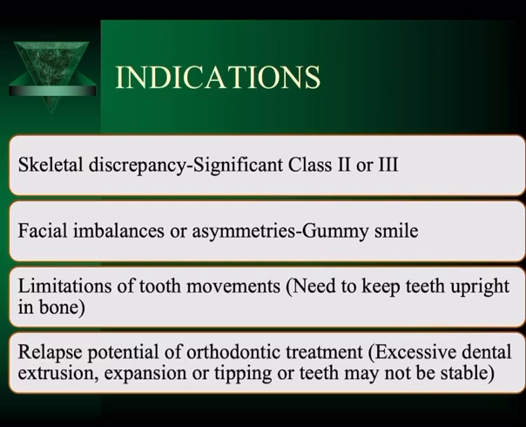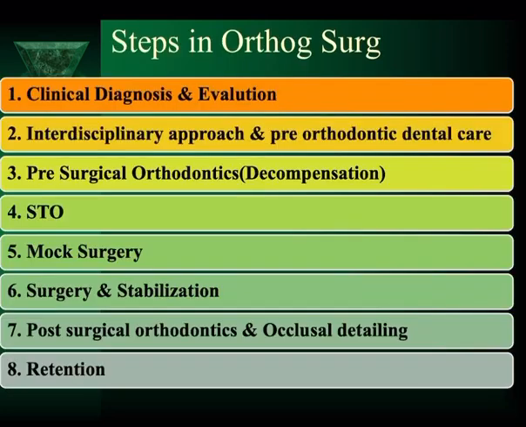Indications: skeletal discrepancies, significant class 2 or class 3, facial imbalances or asymmetries which can cause gummy smile, limitations of tooth movements which need to keep teeth upright in bone, relapse potential of orthodontic treatment, excessive dental extrusion, expansion or tipping of teeth may not be stable.